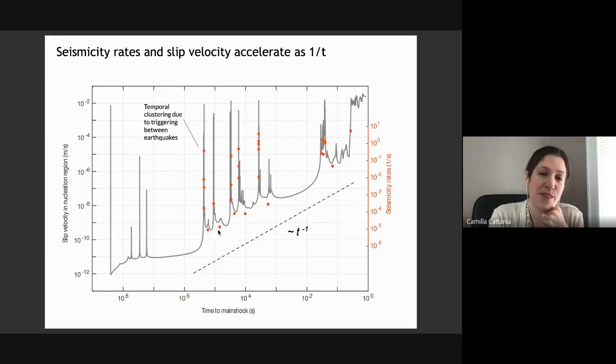However, you may also see a hint for a 1/T acceleration in seismicity rates. And that is even easier to see in this plot because I'm also plotting these average slip velocities in the nucleation regions. And for those, you can see again, you have all this very episodic behavior. But then if you step back and look at the average behavior, these steps give you a 1/T acceleration. What I also wanted to point out is we really can only see this because we are also looking at the slip velocity in the nucleation region.